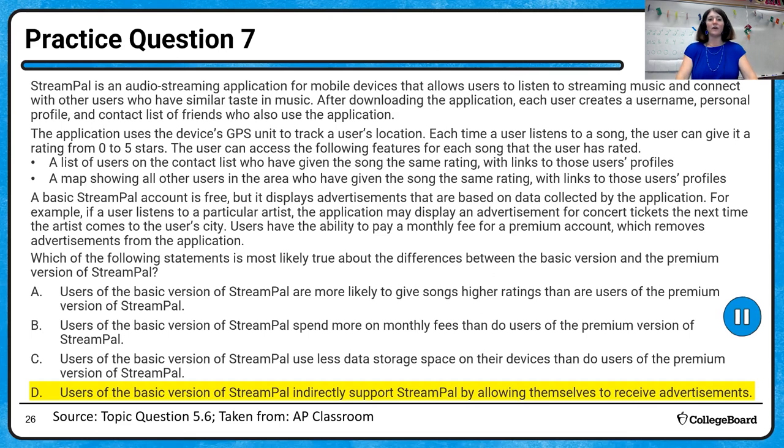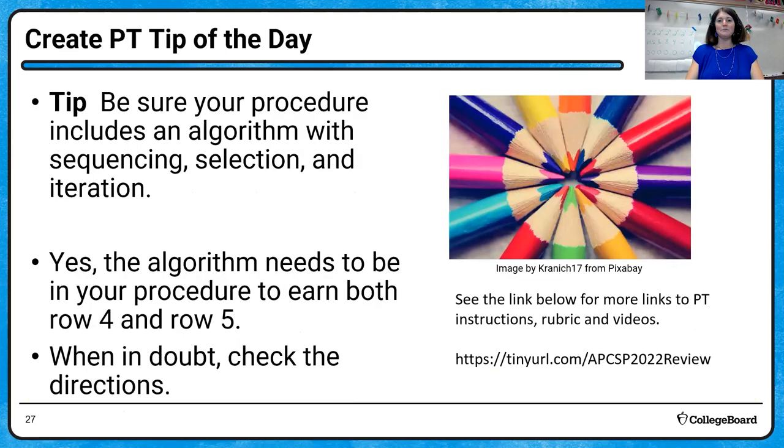All right, time for the Create PT tip of the day. Make sure that your procedure includes an algorithm with sequencing, selection, and iteration. Yes, the algorithm needs to be in your procedure that you screenshot for your written responses to earn the point for both row 4 and row 5 on the rubric.